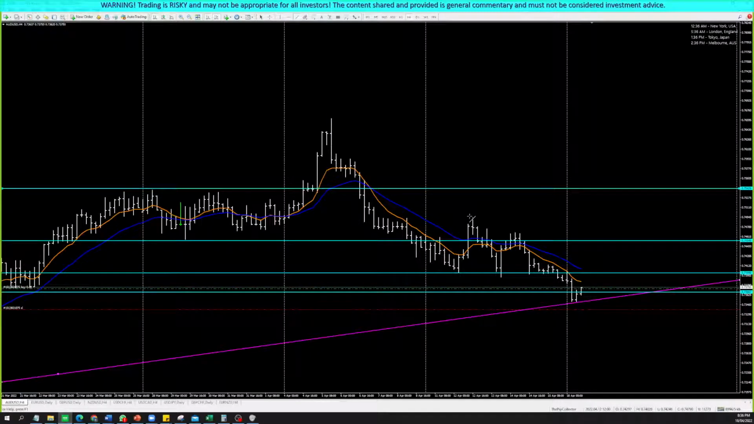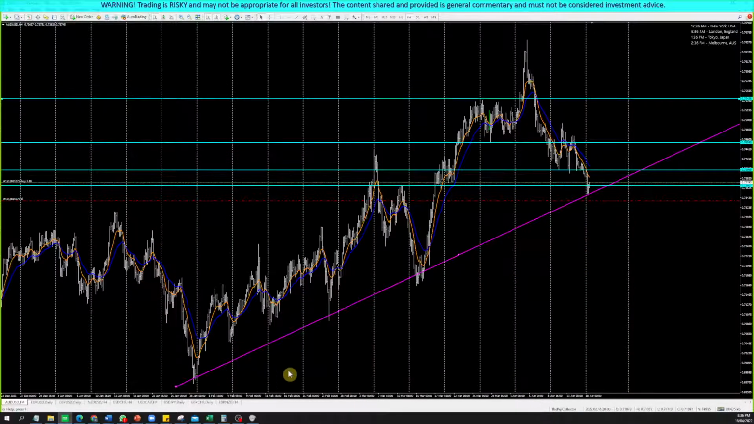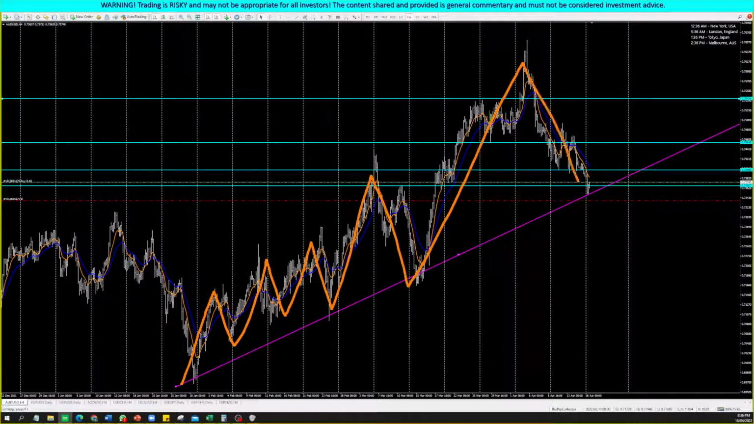If you're looking to go short on this instead, I suggest you wait for that D1 trend line to be broken first. Napapansin nyo tong trend na to? Right? So bumabalik siya dyan.